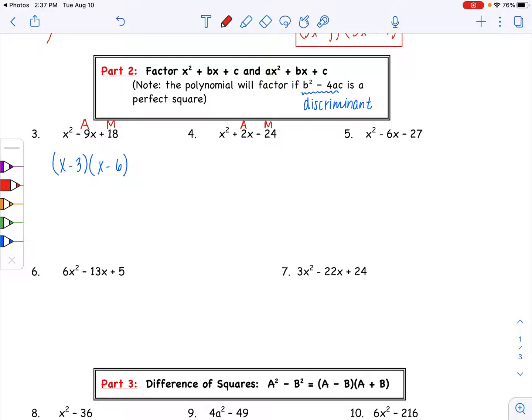Number 4, what adds to 2 and multiplies to negative 24? Again, you can write out your factors of 24 if you want. You'll see it's going to be x minus 4 and x plus 6. When you add them together, you'll still get a positive 2. When you multiply, you'll get a negative 24.